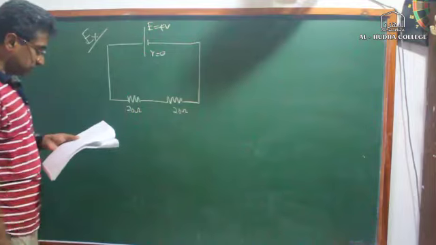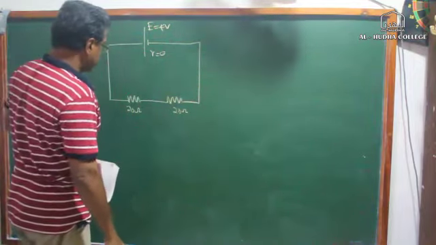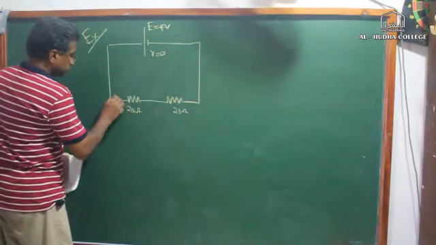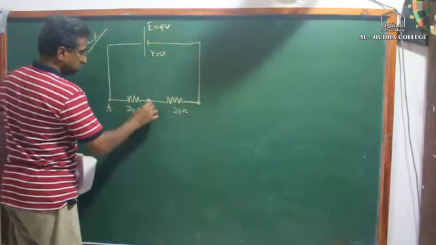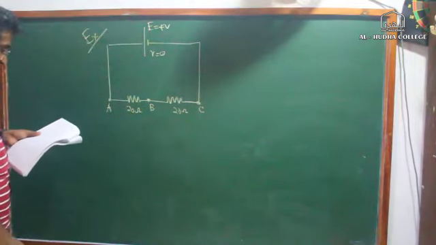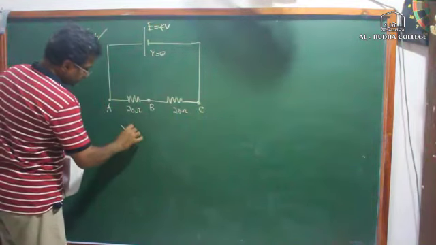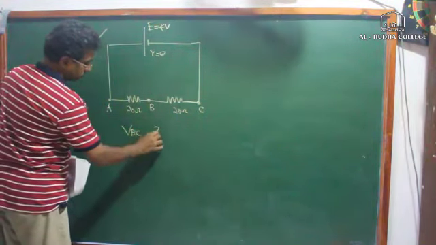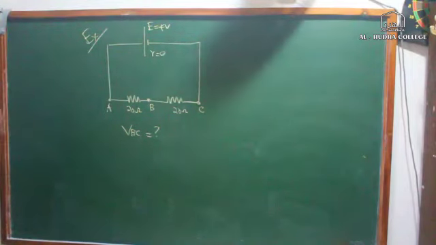So this is a circuit where we are going to measure voltage. Assume these points as A, B, C, and you are asked to measure the voltage between B and C, that is VBC.